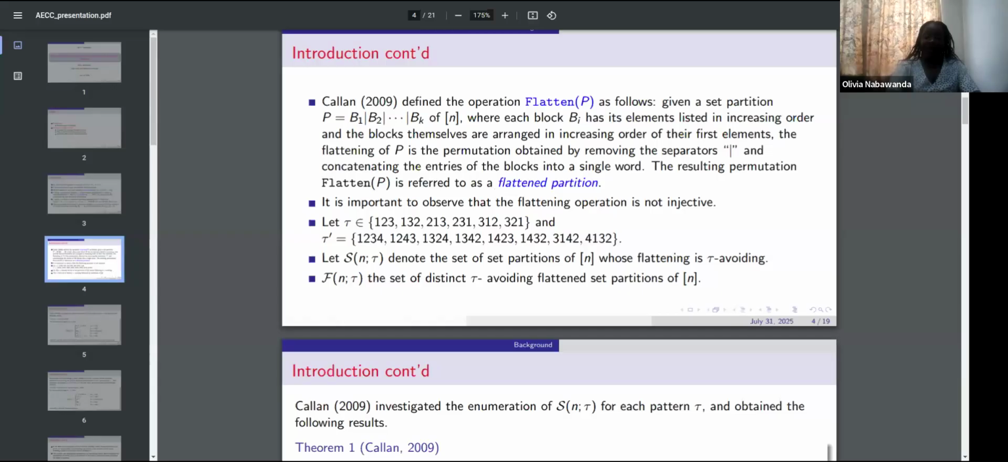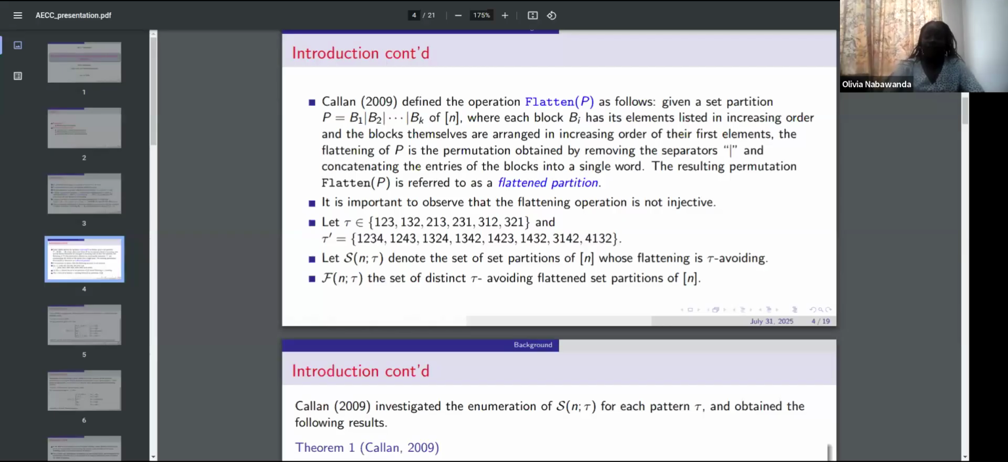Now, in this work, I'm mostly going to focus on these flattened partitions. So in brief, if we decide to define them in terms of runs, we can also define a flattened partition as a permutation where its runs have been ordered from left to right in increasing order of their first entries. So you can also view flattened partitions under this context of the run statistic.